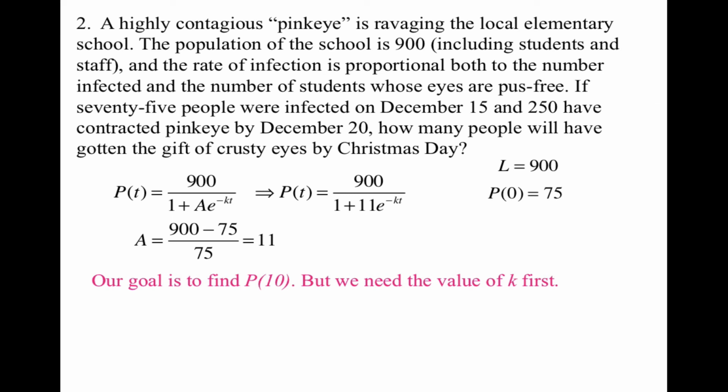So that's 10 days have gone by. But in order to find P of 10, we first need K. And if you notice, we've also been given how many people have gotten the lovely infection 5 days later, which was on December 20th. So we're going to use that: when T was 5, the amount of people with pink eye was 250, to help me solve for K.